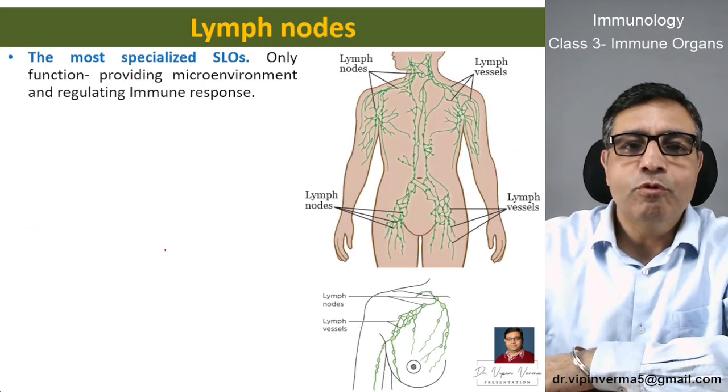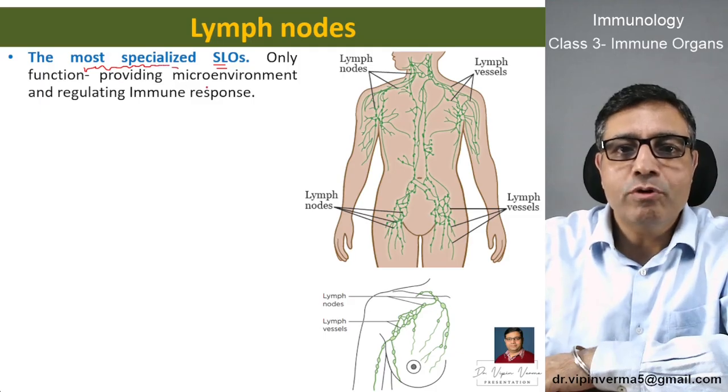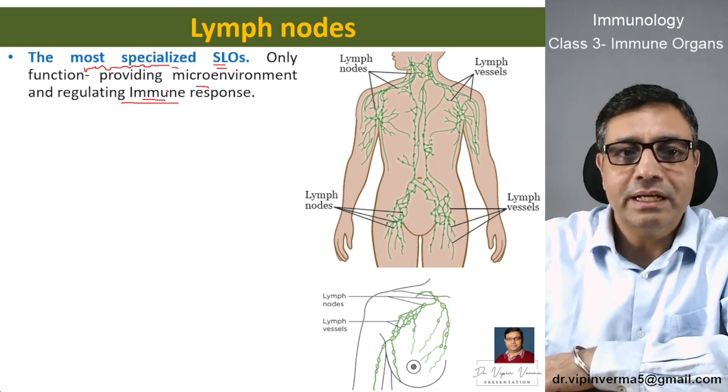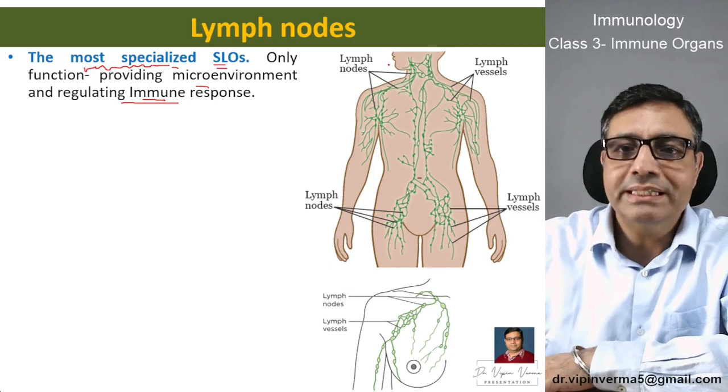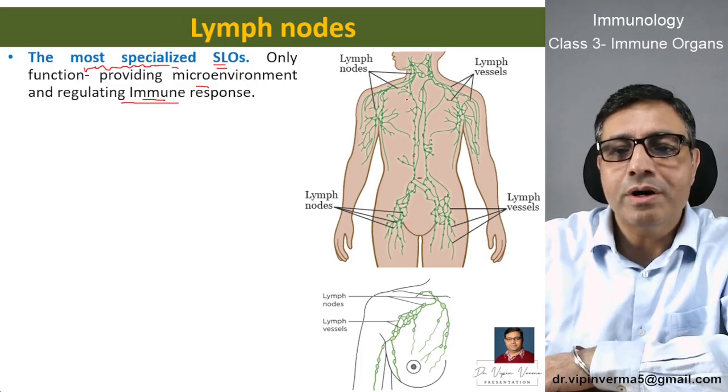Now let's talk about the lymph nodes. Lymph nodes are the most specialized secondary lymphoid organs. Remember, their only function is providing protection, providing a microenvironment and regulating the immune response. That is the only important function. So here you can see a network of lymphatic tissue and lymph nodes. We have the lymph vessels here, green thread-like vessels, and the dots, the nodular structures, are the lymph nodes. So you can see how lymph nodes are scattered all around the body.